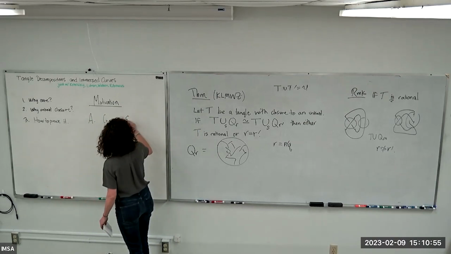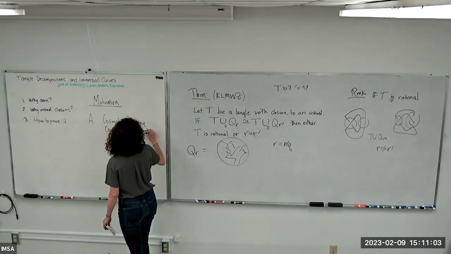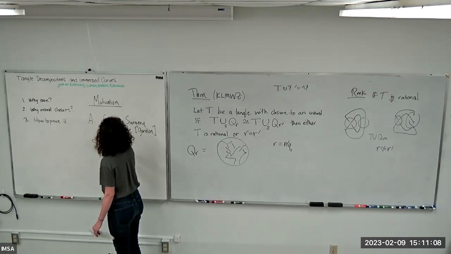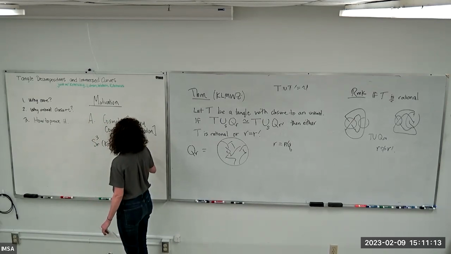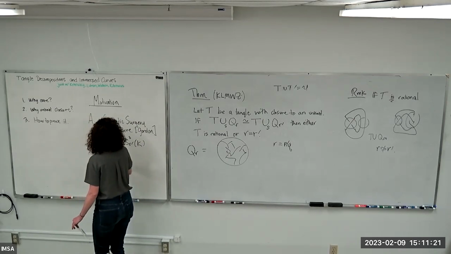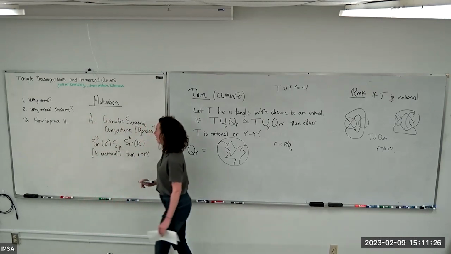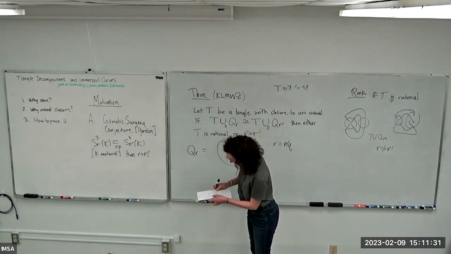Due to Gordon. Okay, so if we're going to be doing Dehn surgery along a knot, and what we get is orientation preserving homeomorphic to some other Dehn surgery along the same knot, non-trivial knot, then r was actually r prime. So this is the statement everybody would like to prove.